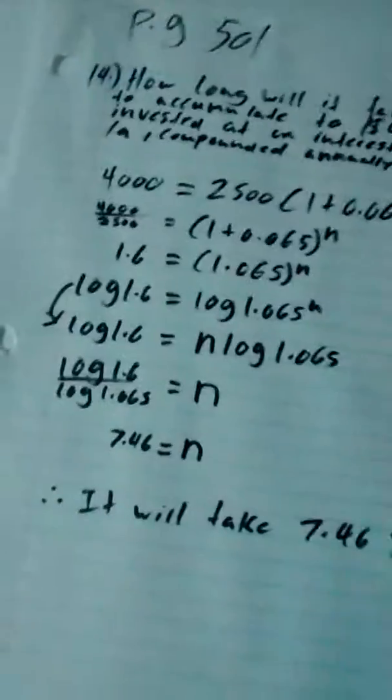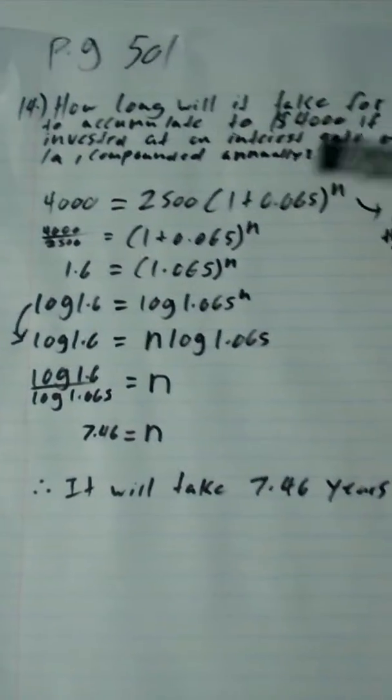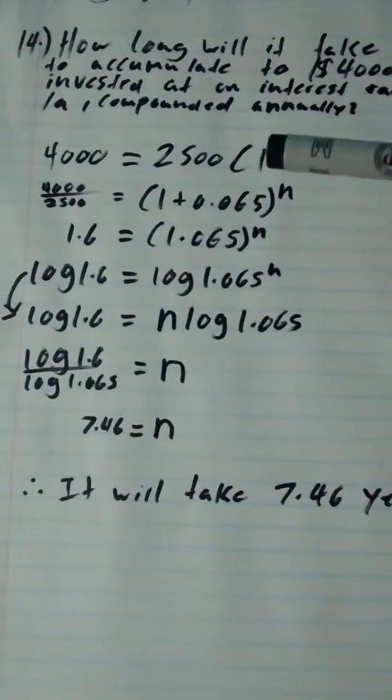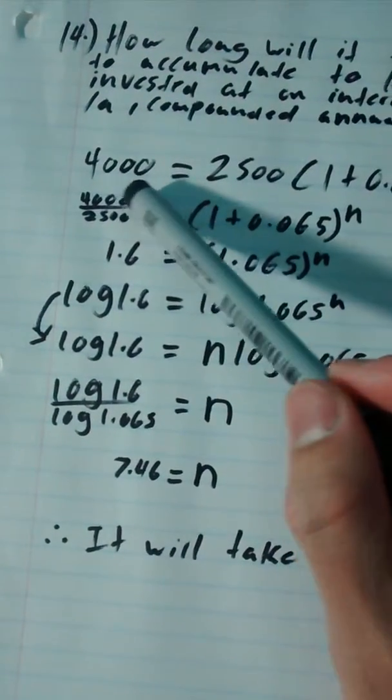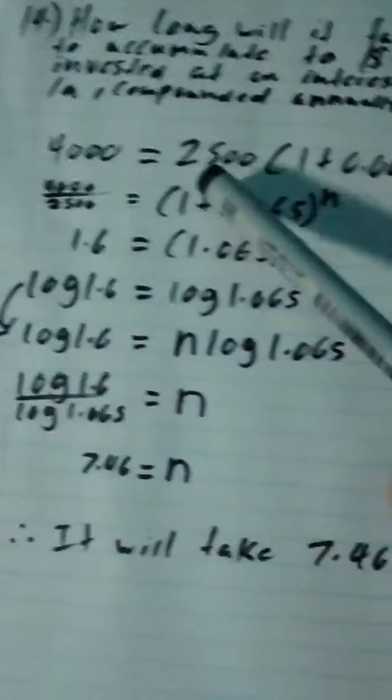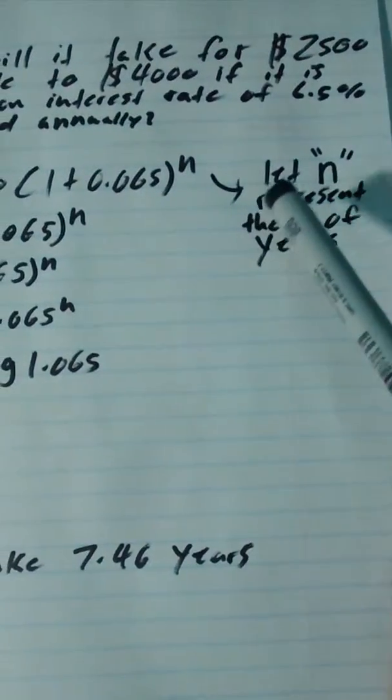Okay, now on to question 14. I did the same thing, I just did the solution already. We know that we want $4,000, the amount that we want, and then we have the general form here.